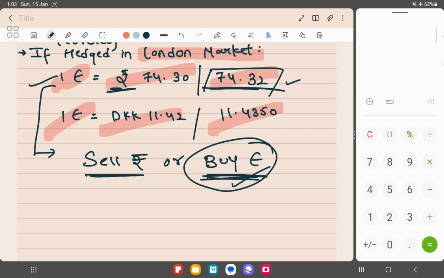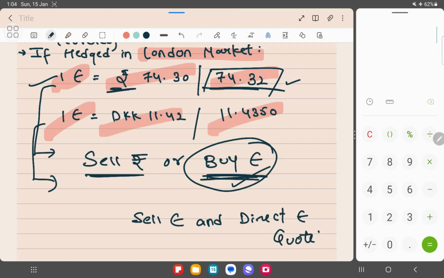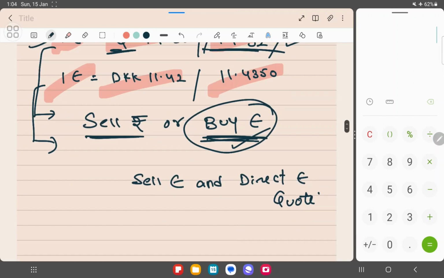So I have pounds with me. I'll sell those pounds and get the DKK. Now which rate should I select? This is also a direct pound quote, and I have to sell these pounds. So sell pound in a direct pound quote, so it's easier for me. Now do I sell at high or low? A customer will always sell at a lower price. So 11.42, this one.